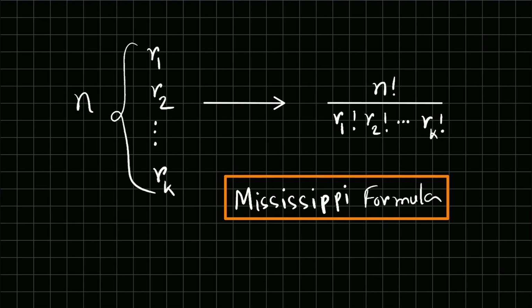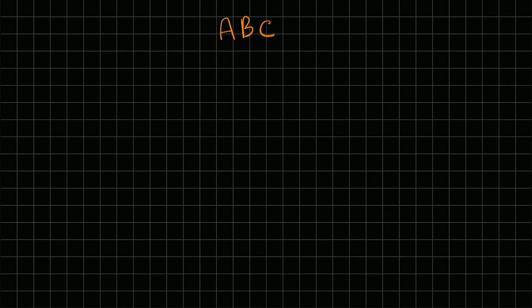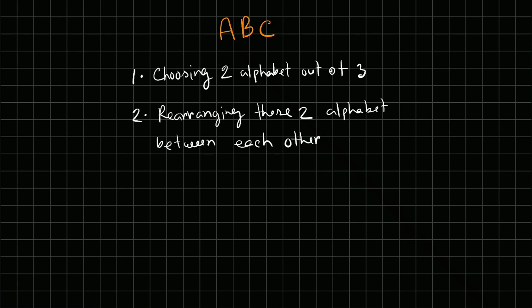Lastly, we will discuss a little bit about combination. Let's say we have 3 alphabets A, B and C. Out of these 3 alphabets, we want to find out different ways we can permute 2 alphabets between each other. We can break down this process in 2 steps. First step is choosing 2 alphabets out of 3. Second step is rearranging those 2 alphabets between each other.